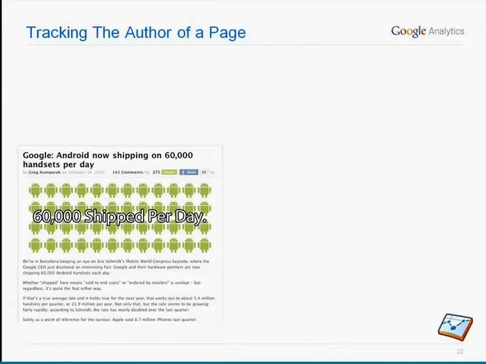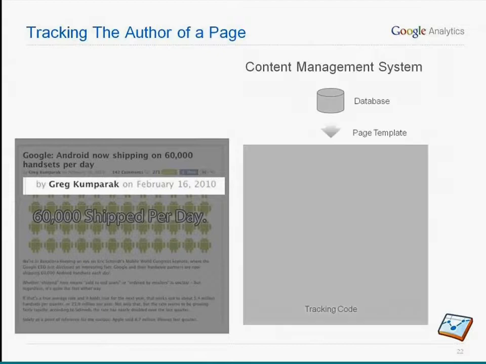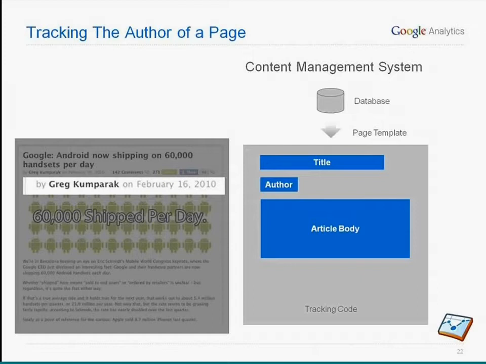For example, for a page level, let's take a look at how we would track the author of a page. So here's a sample page where what we really want to know is who is the author who wrote this article. The way this site works, typically, is there's a content management system. The author is stored in the database, and there's a page template that pulls from the database the proper author, the text of the article, the body, all the information that belongs on the page. So what we want to do is take the author and store it in a custom variable.